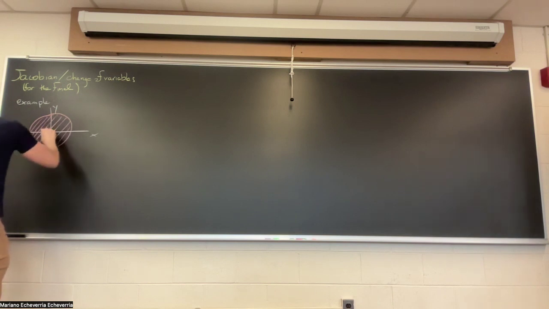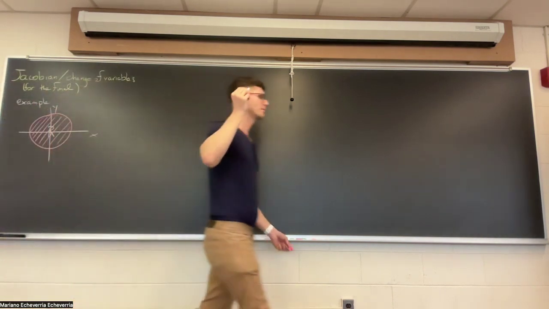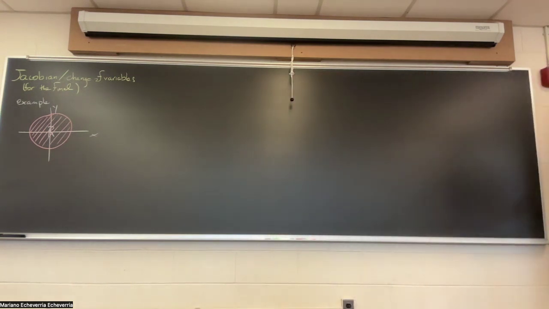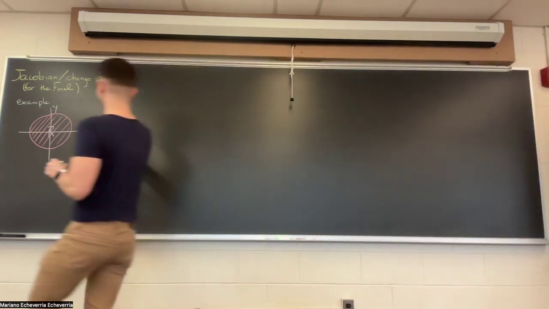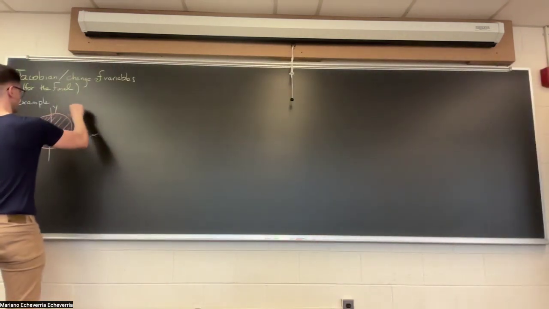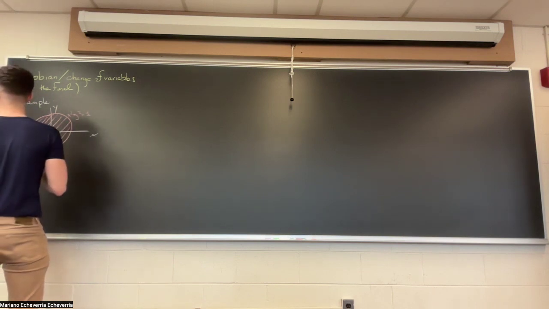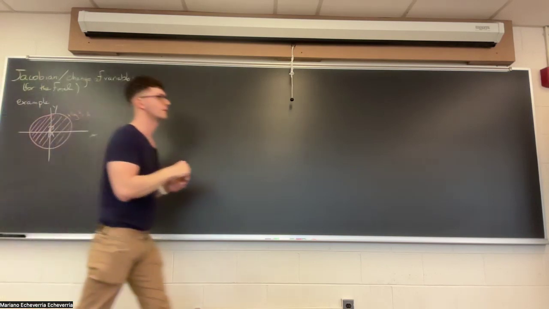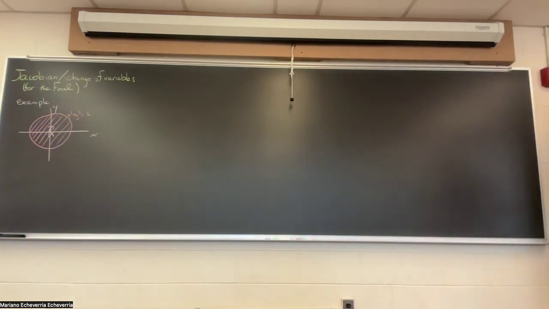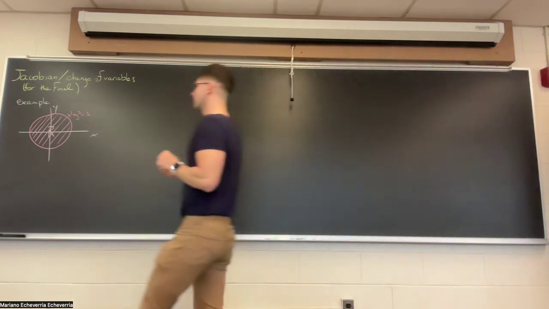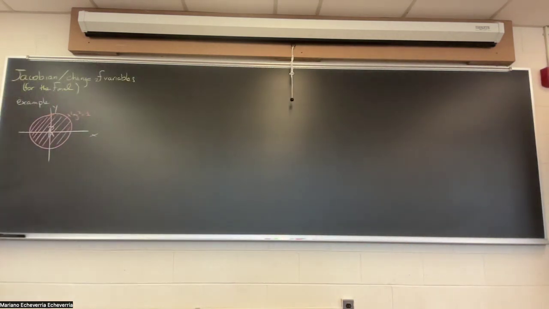So let's say you're trying to do a double integral and the region of integration is going to be the unit disk. So let's put here x squared plus y squared equals 1. Let's say you want to do a double integral over the unit disk. Now we know that the best idea is to use polar coordinates.